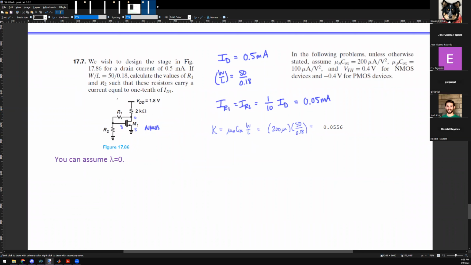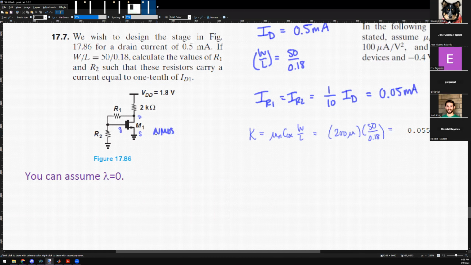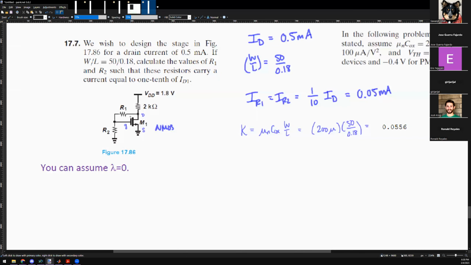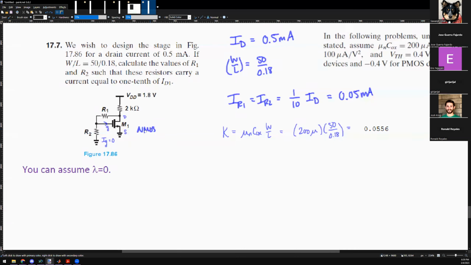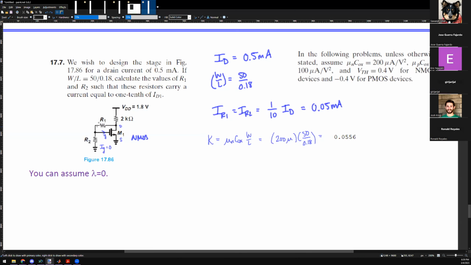So we wish to design this. It says find the values of R1, R2. So what needs to be true? How much current goes into the gate? You guys know? It's zero, high impedance. IG is always zero. So the current through R1 and R2 is the same, right? Yes, they have to be the same because there's no loss of current this way.